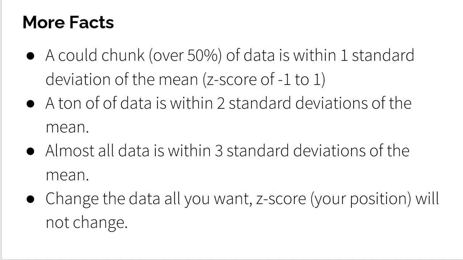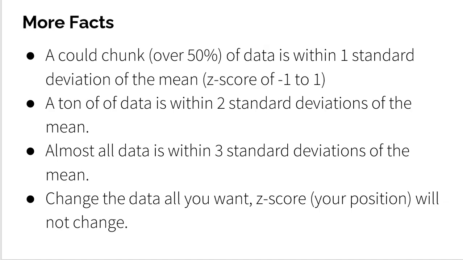If I go up, I go up. If I go down, we go down. If we multiply, we divide. It doesn't matter, right? Because a z-score is a measurement of your position. And as long as all of your data is changing the same way, your position in the data won't change.